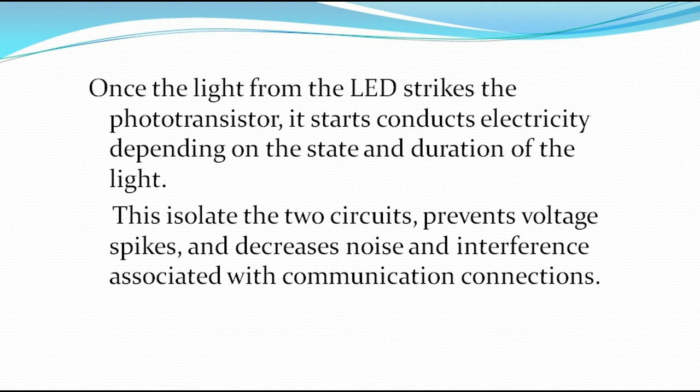Once the light from the LED strikes the phototransistor, being the photosensor, the photodetector, it starts conducting electricity depending on the state and duration of the light. This isolates the two circuits and prevents voltage sparks. That is another work of it. It prevents voltage sparks between the two sides, from the primary source to the secondary source.